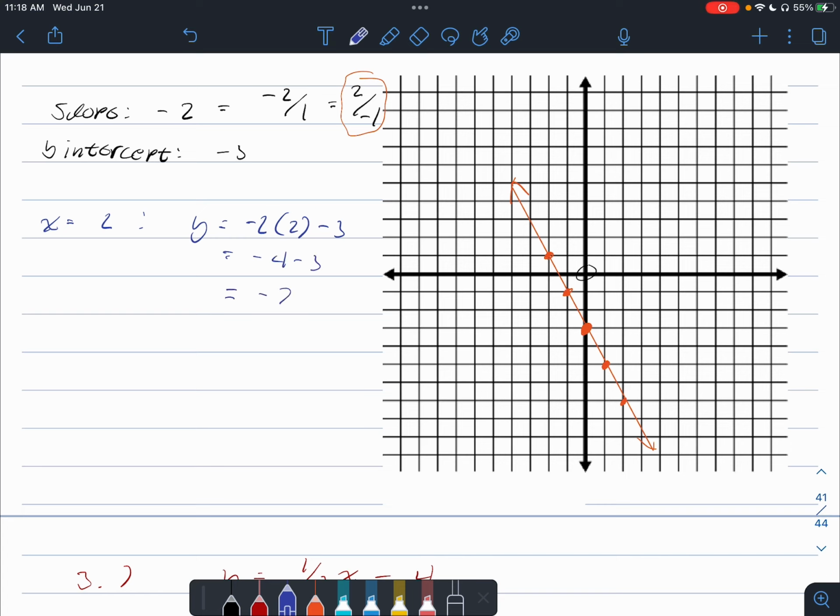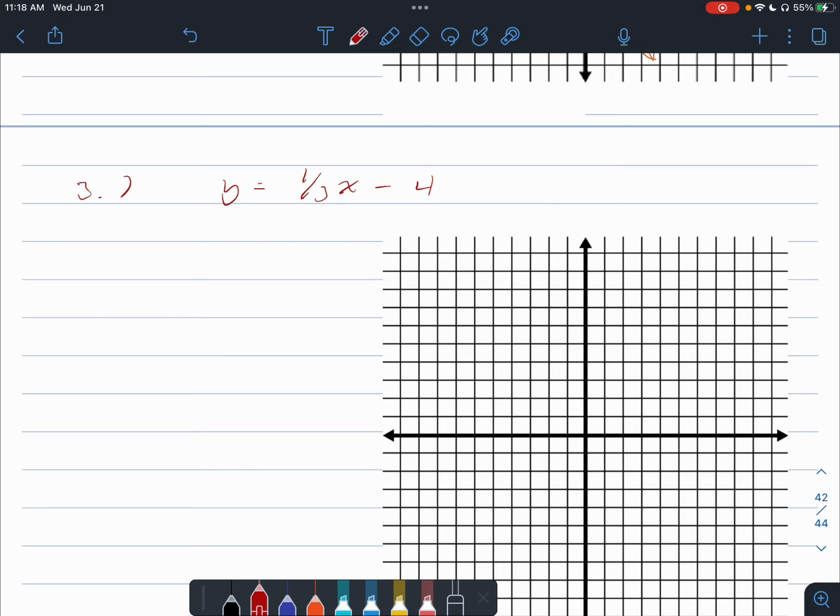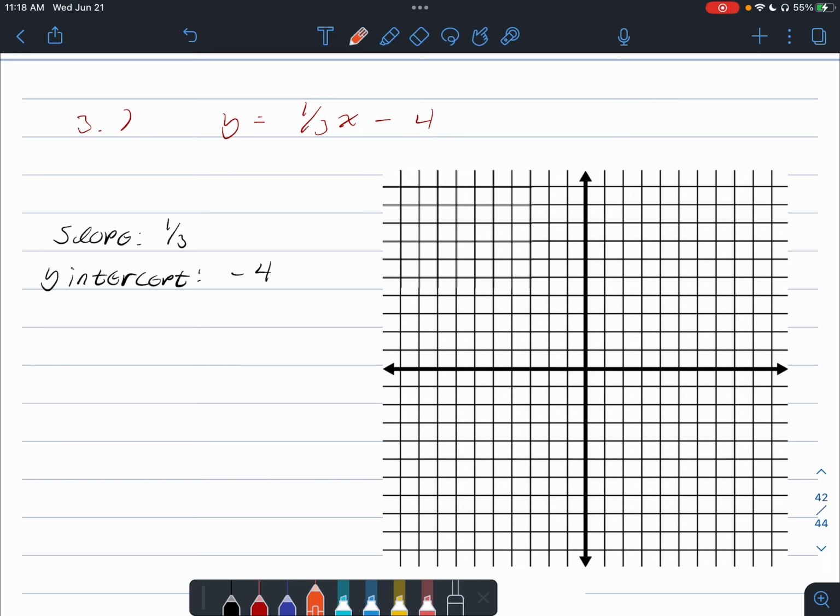Now let's take a look at this one. We have y is equal to 1/3 x minus 4. Okay? Here, our slope is going to be 1/3, and our y-intercept is going to be negative 4. So at x equals 0, we can go down 4 to plot our y-intercept. And we have a slope of 1/3.